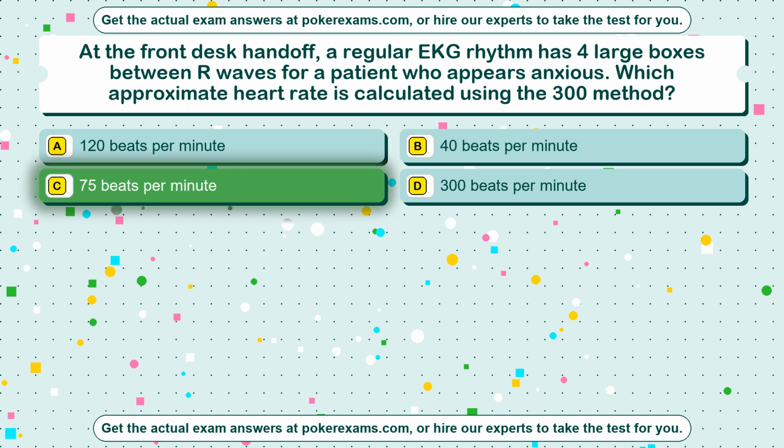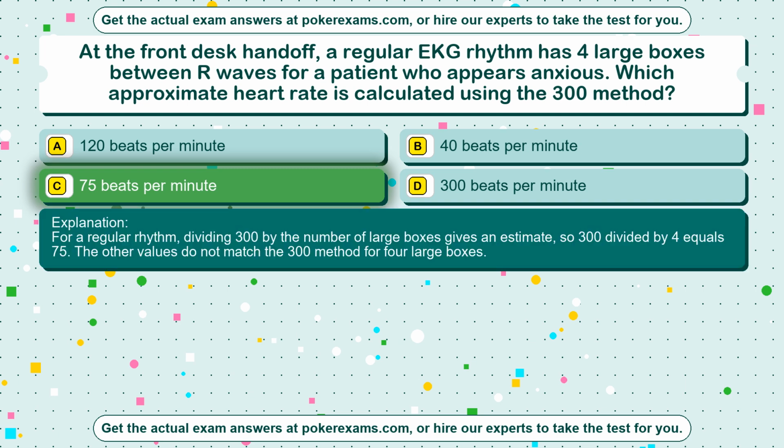The correct answer is option C, 75 beats per minute. For a regular rhythm, dividing 300 by the number of large boxes gives an estimate, so 300 divided by 4 equals 75. The other values do not match the 300 method for 4 large boxes.